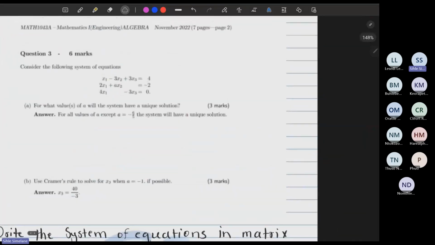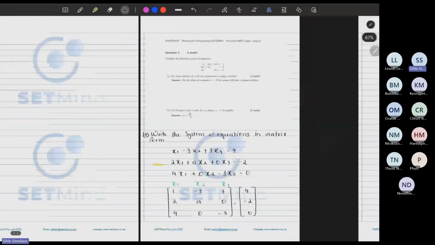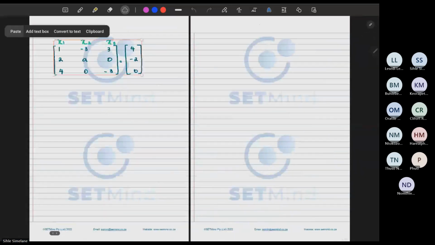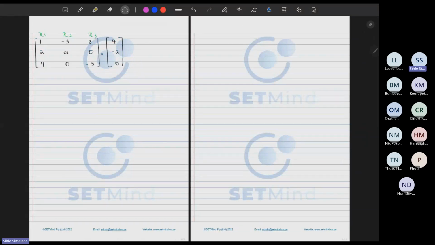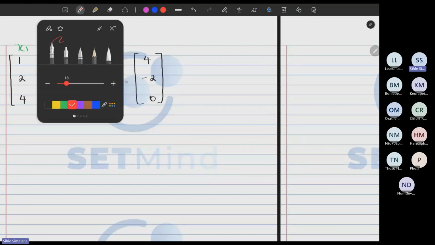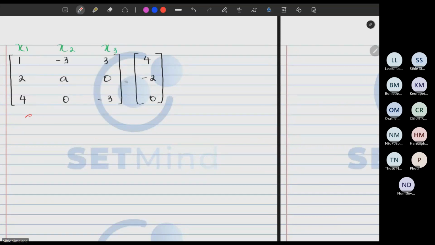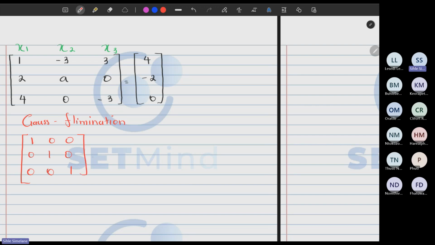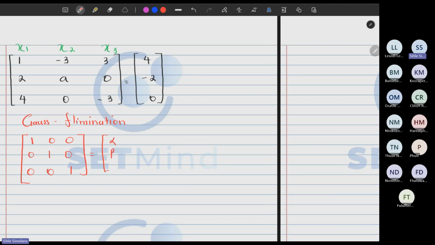Remember, what we are trying to solve is for what values of A will the system have a unique solution. So once we have written this, we need to do Gaussian elimination. Remember that ultimately what we are looking for ideally is 1, 0, 0, then 0, 1, 0, then 0, 0, 1. Then this will be equal to whatever the values are. Then we are able to read off our answers.